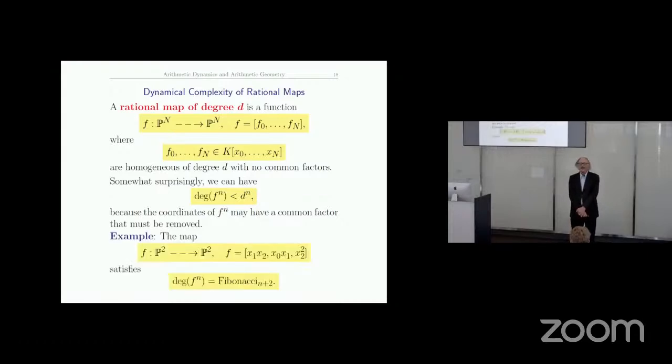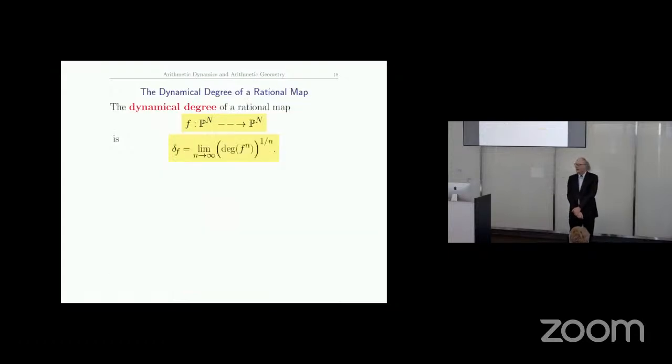And here's usually the first example everyone shows to demonstrate this, a fun example. So here I'm taking a map from the projective plane to itself. So I have x0, x1, x2, and it goes to the triple x1, x2, x0, x1, x2 squared. And a fun exercise is, if you iterate this, the degree of the nth iterate is actually a Fibonacci number. It's the n plus second Fibonacci number.